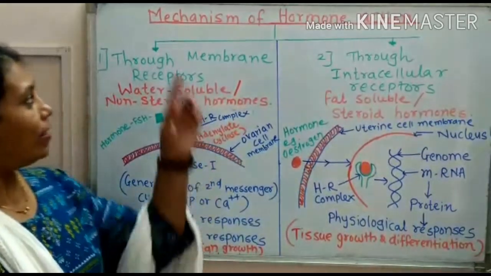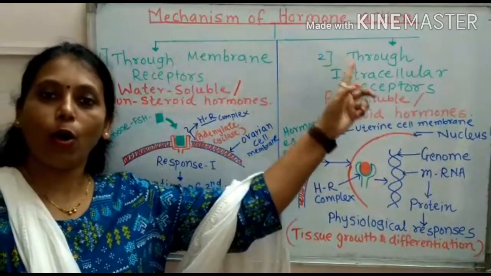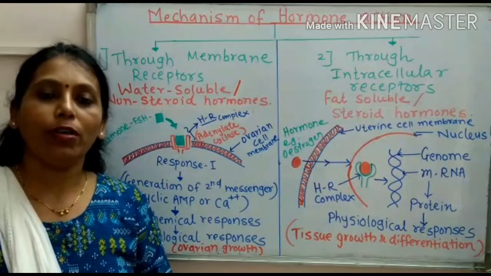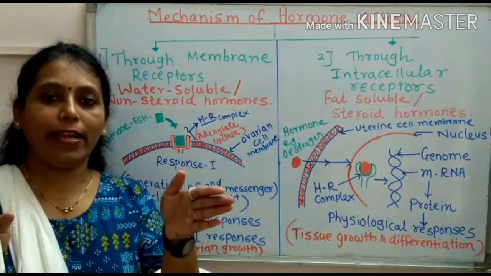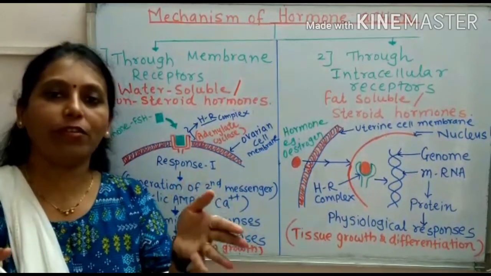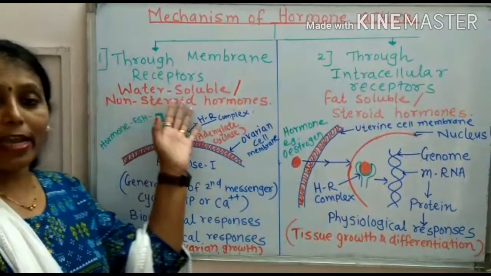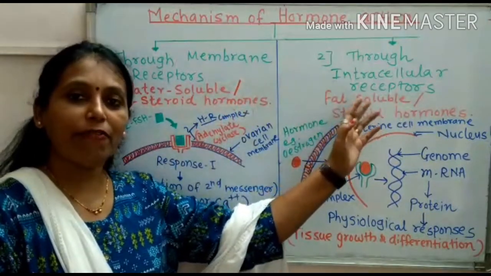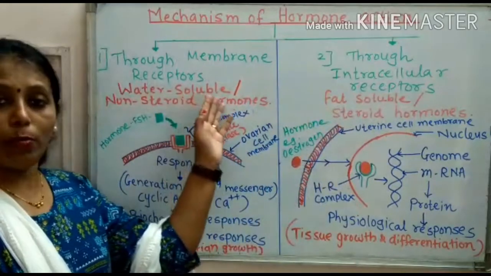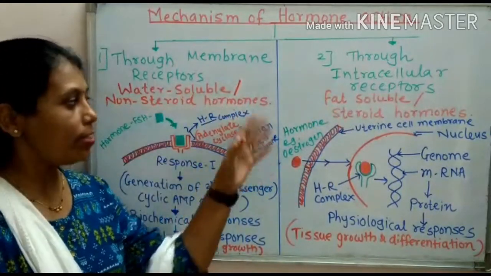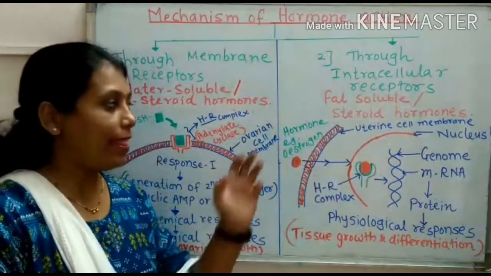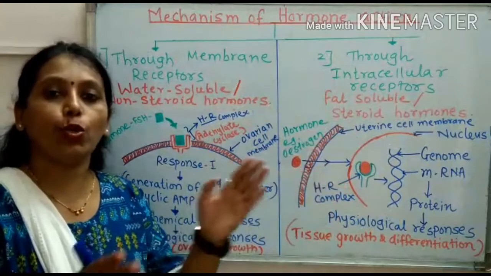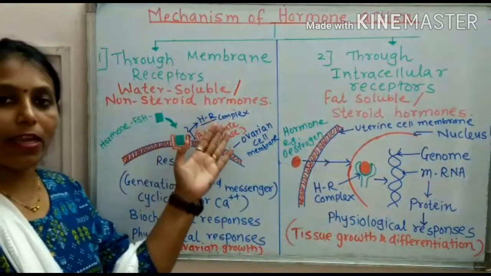Today's topic is the mechanism of hormone action. But before that, you should know that there are two different categories of hormone, so their action will also be different. One type is called water soluble hormone and the other is fat soluble hormone. Water soluble hormones are non-steroid hormones, and fat soluble hormones are steroid hormones. So their effect or action is also different. Let us study one by one.